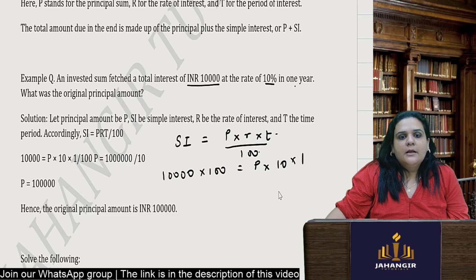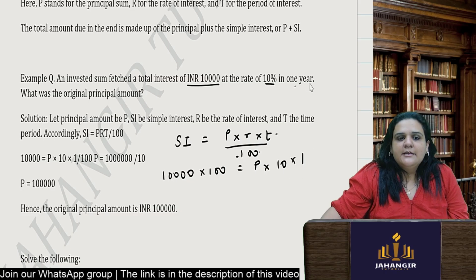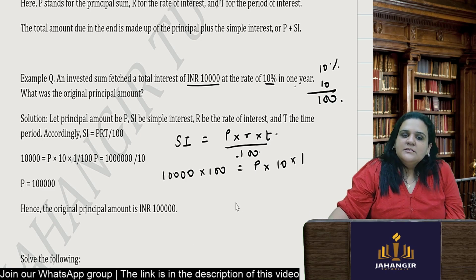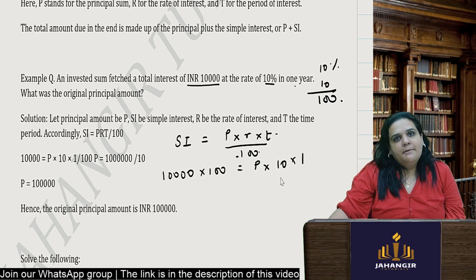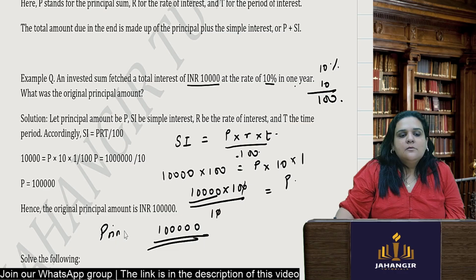Now don't write 10 again upon 100. You have already done this here. This 100 below is because the rate of interest is in percentage form, and then we write it in fraction form. So this 100 is already written. Don't write 10 divided by 100 again. And number of years is 1. So 10,000 into 100 divided by 10 will be the principal amount. 10,000 into 10 will be 1 lakh rupees. So the original principal amount was 1 lakh rupees.